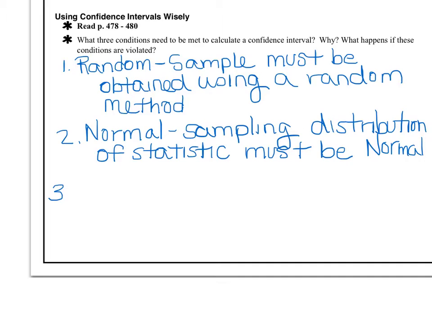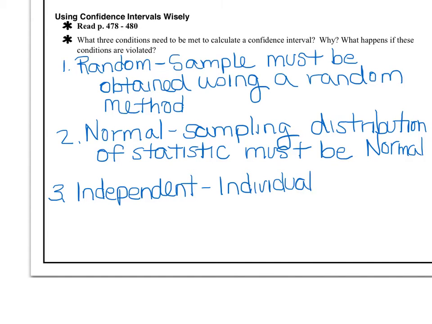So, number 3, independent. Okay, individual observations must be independent.